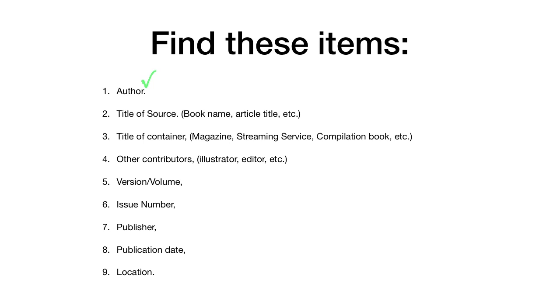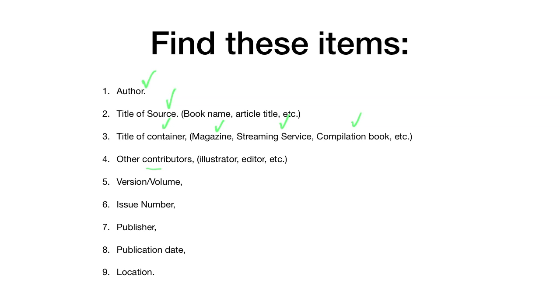the author or speaker, the title of the source, meaning the book's name, the article's title, the speech's name, etc. The title of the container. If it was an article from a magazine, that would be the magazine's title. If it was something you saw on YouTube, then you would name YouTube as the streaming service. Or if you were citing an episode on Netflix, you would cite Netflix. If it's a compilation found within a book, etc.